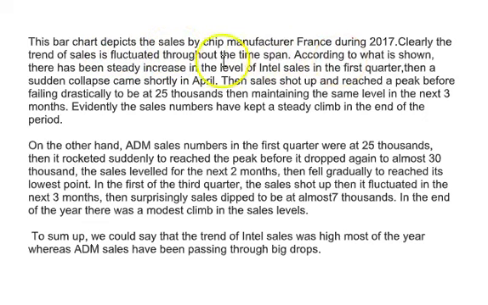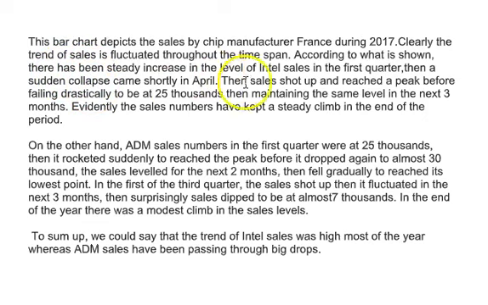According to what is shown, there has been a steady increase in the level of Intel sales in the first quarter. Now, because 2017 is finished, we don't use the present perfect. It's a good structure, but it's not the right one here. So instead, we'd say, according to what is shown, there was a steady increase in the level of Intel sales in the first quarter, then a sudden collapse shortly after, comma, in April. Okay. Instead of collapse, we would probably say a sudden drop or a sudden decline, D-E-C-L-I-N-E.